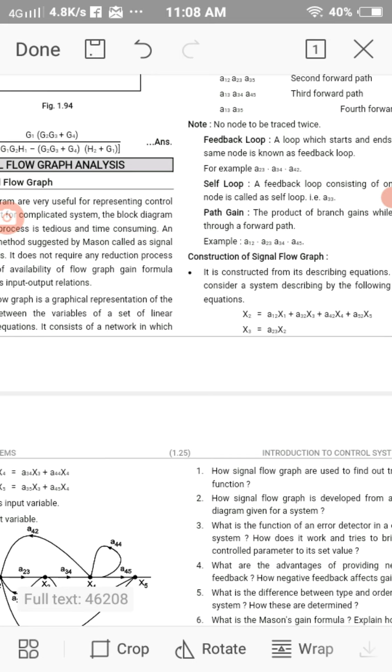Next part, second unit, we will start in the next lecture.